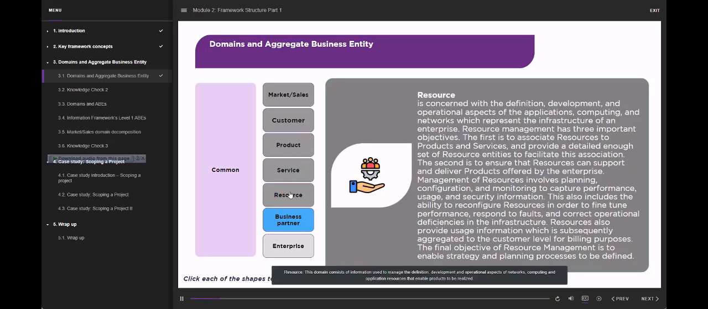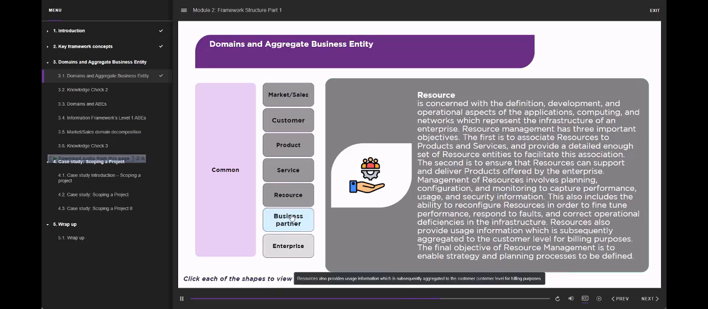Resource. This domain consists of information used to manage the definition, development and operational aspects of networks, computing and application resources that enable products to be realised. It supports the business process framework processes that deal with the definition, development and management of infrastructure of an enterprise. Resources also provides usage information which is subsequently aggregated to the customer level for billing purposes. It also enables strategy and planning processes to be defined.